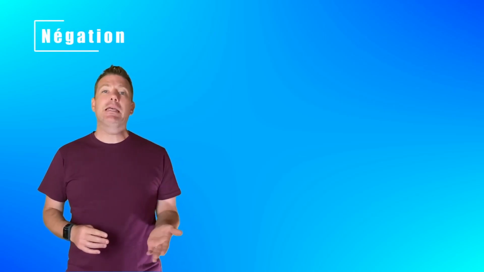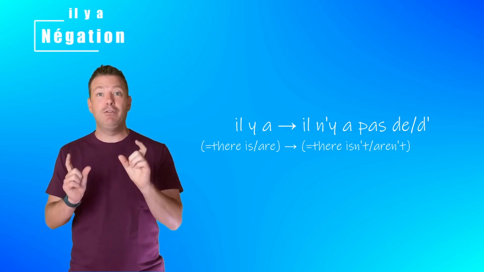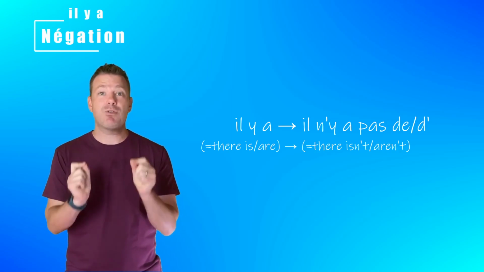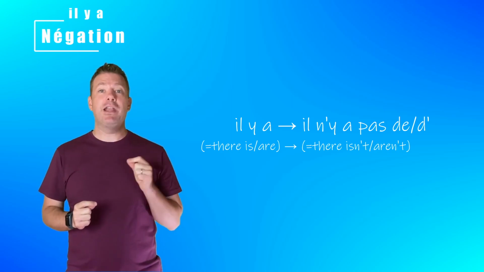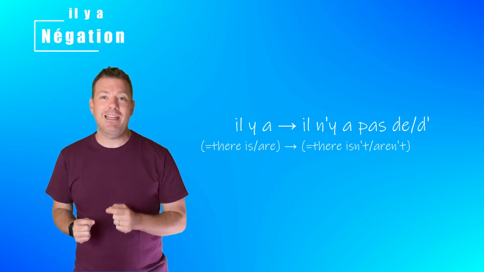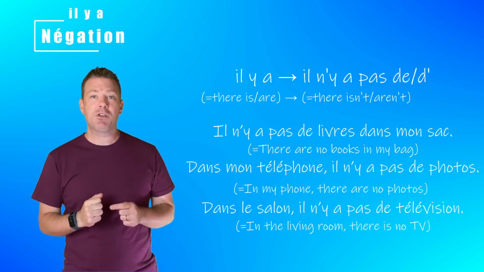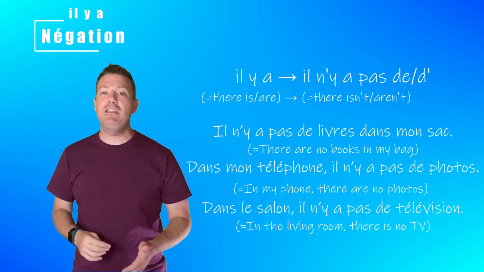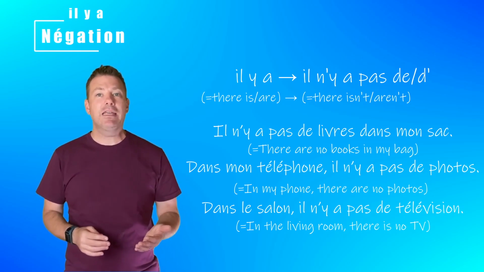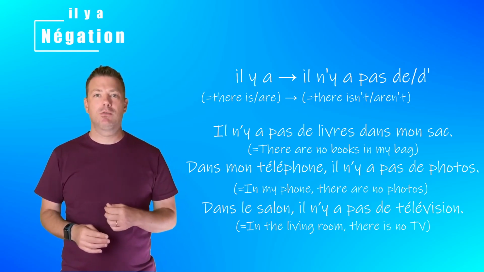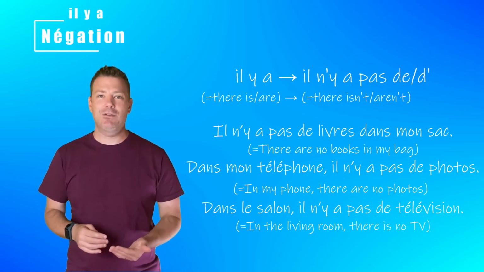In negation, il y a becomes il n'y a pas de, in full like that. That's the only structure you are going to use, whatever the gender and number of what is coming next, okay? For example, and you can repeat that after me, il n'y a pas de livre dans mon sac. Dans mon téléphone, il n'y a pas de photo. Dans le salon, il n'y a pas de télévision.